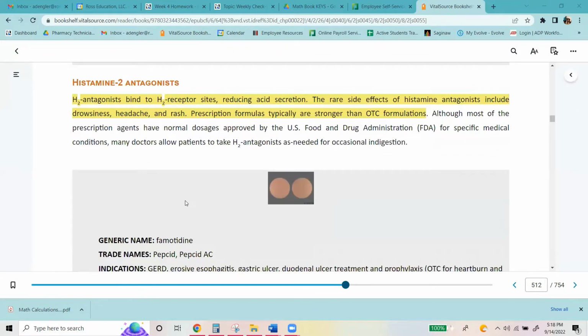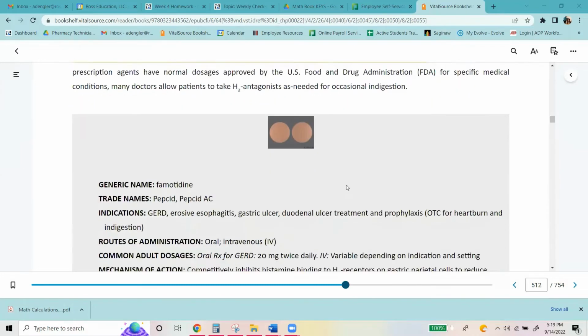H2 antagonists bind to H2 receptor sites, reducing acid secretion. The rare side effects of histamine antagonists include drowsiness, headache, and rash. Prescription formulas typically are stronger than OTC formulations.